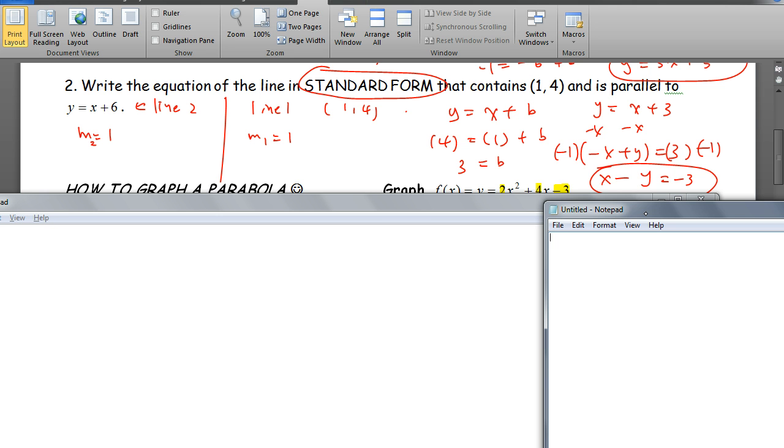Does that make sense? So normally, we want the first coefficient, the x, to be positive when you write things in standard form. Okay? So multiply both sides by -1. That's what we get. Any question there? You'll be okay with this? Okay, let's move on to example 3.